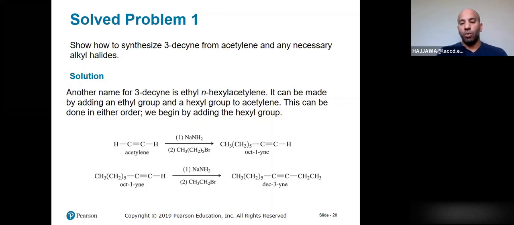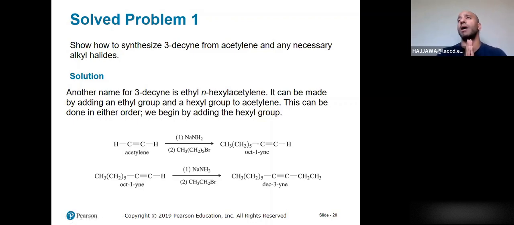So here's an example where we're asked to generate this alkyne from acetylene. So we have an ethyl and we have a hexyl. So we know that we're going to have to insert 2 alkyl groups. It doesn't matter which one you start with. So the first step will always be the sodium amide or the lithium amide or the potassium amide to generate the acetylide and then attack the alkyl halide. So in this case, the hexyl bromide was added first to insert the hexyl carbon chain, and then sodium amide the second time, followed by an ethyl bromide, will give you the desired structure.